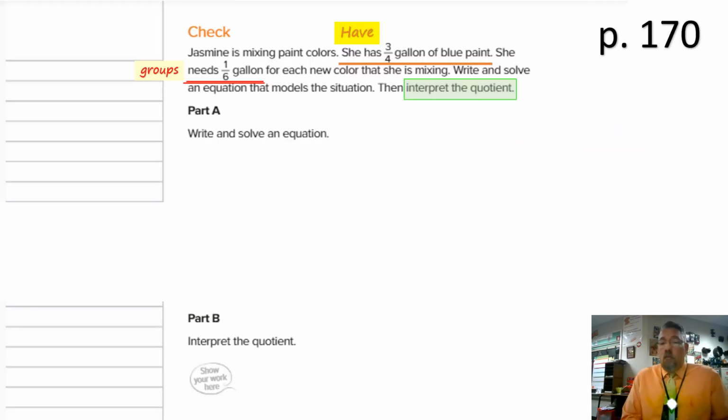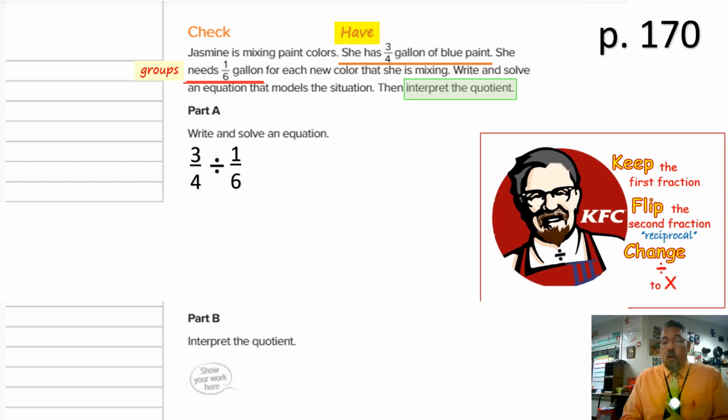All right, so when I look at this one and it's talking about colors, then I'm still looking for what I have and what the groupings are that I'm going to put it into. So if I know I have 3 gallons of blue paint and that she needs 1/6 gallons for each of her new colors, it says to interpret this quotient. So write and solve the problem and then interpret it. Tell how many batches or new colors that she can make. So when I start out and I know I have 3/4, I'm going to divide that into groups of 1/6 for each of my new colors.